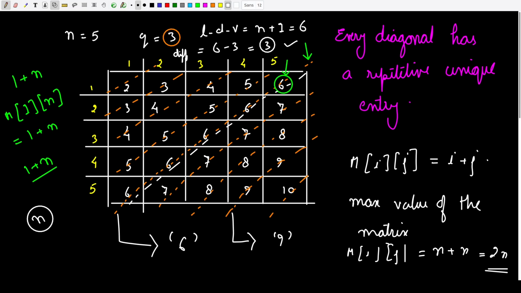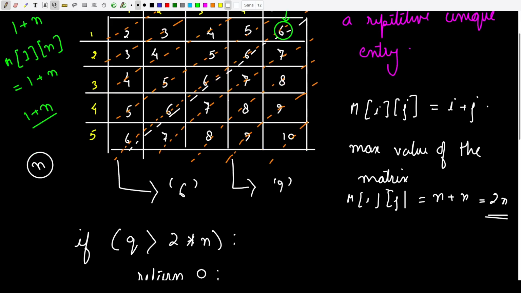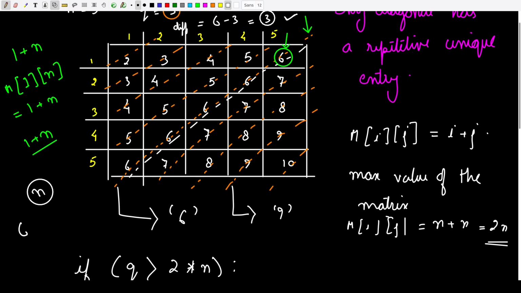And how can we use this diff in order to find the number of cells containing q? Well, the number of cells containing 6 is equal to n, since this is the longest diagonal, and the size of the longest diagonal will be n. Similarly, if you go down, the number of cells containing 5 will be equal to n minus 1. The number of cells containing 4 will be equal to n minus 2. Similarly, the number of cells containing 3 will be equal to n minus 3. So this is the relationship between the longest diagonal and the value of q.